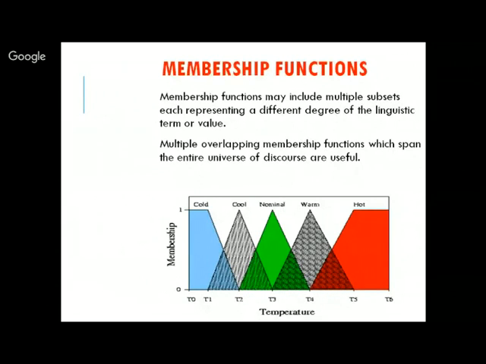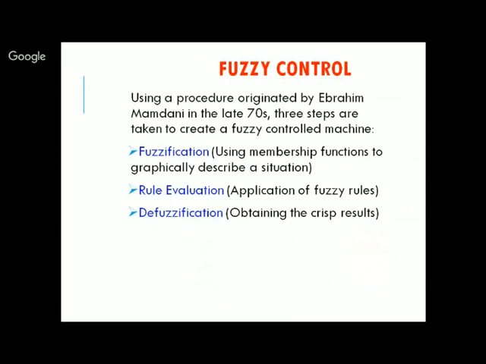Then you have to find out what are the rules by which the output is controlled by the input. That is known as the rule definition, and then we call it rule evaluation. After doing the rule evaluation, we get a fuzzy output, which then has to be converted to a crisp result value by using defuzzification. This was found out by Ebrahim Mamdani, who has found out various methods of defuzzification and rule evaluation, which we call Mamdani's rule.